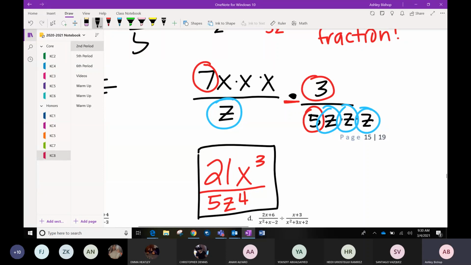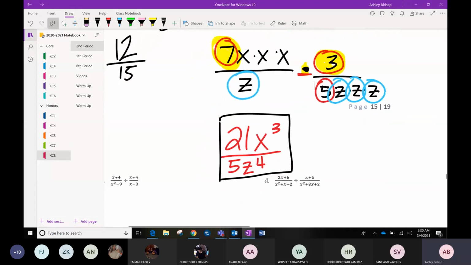So this problem was a little unique because nothing canceled, and when nothing cancels, you just rewrite what you still have, but you want to clean up your numbers. Your numbers that go in front, I have 7 and 3. Well, you want to clean those up because you want to clean up as much as you can. 7 times 3 is 21.